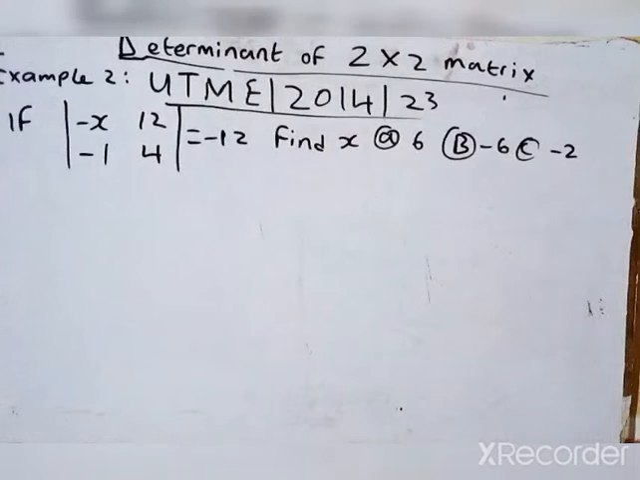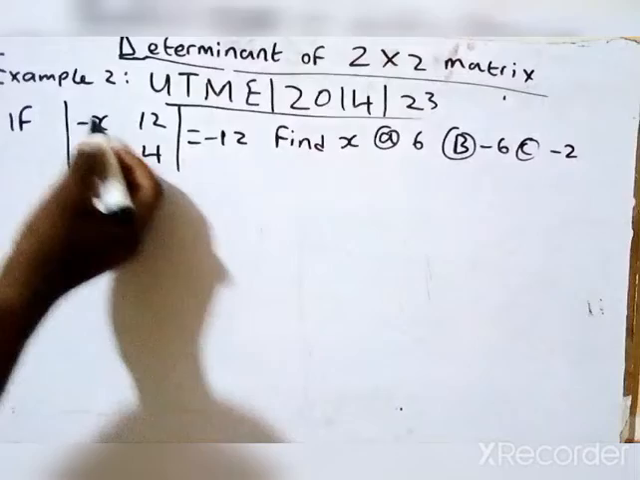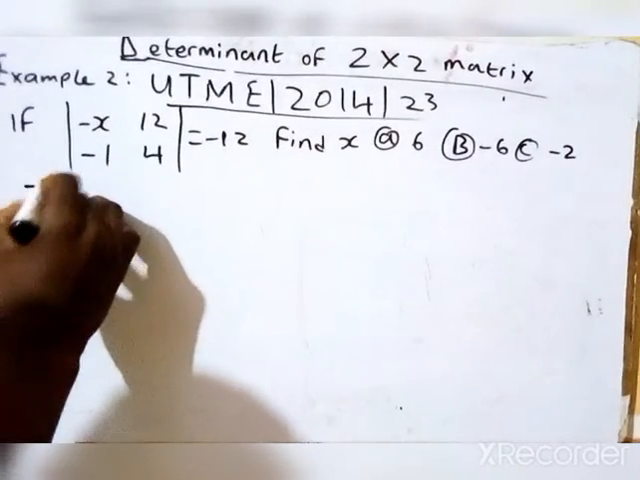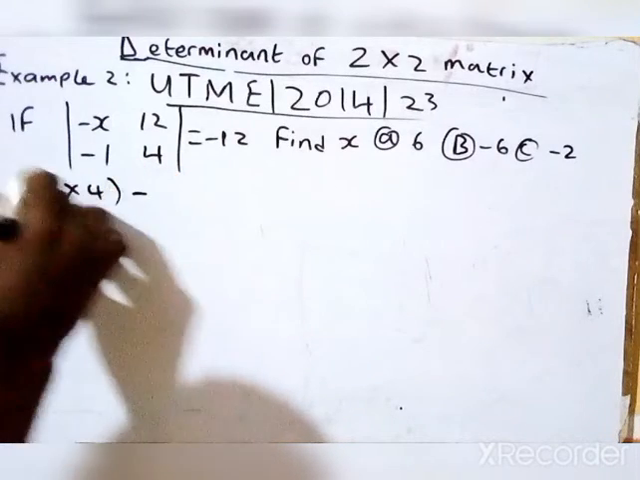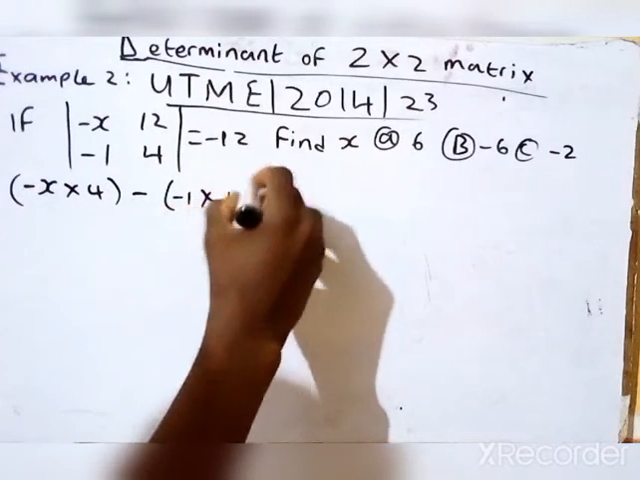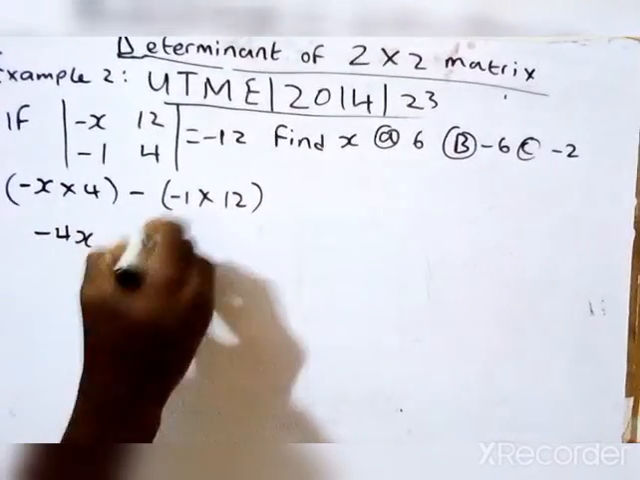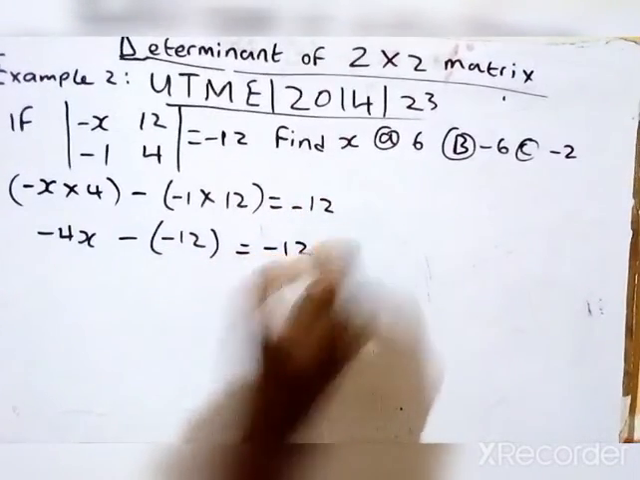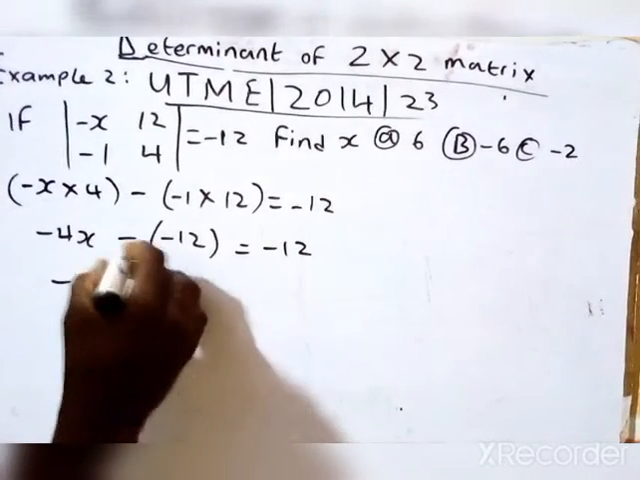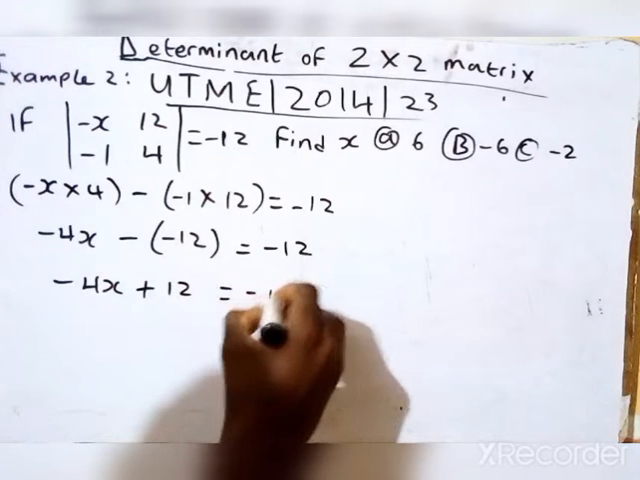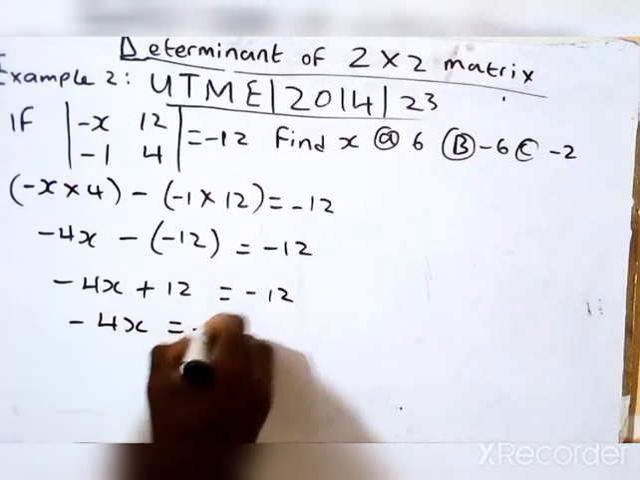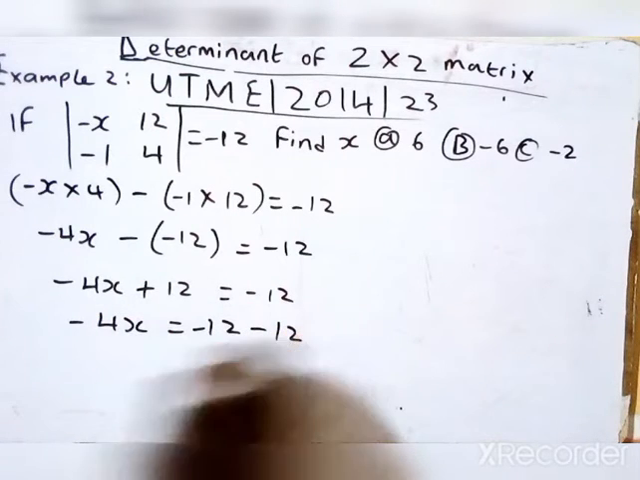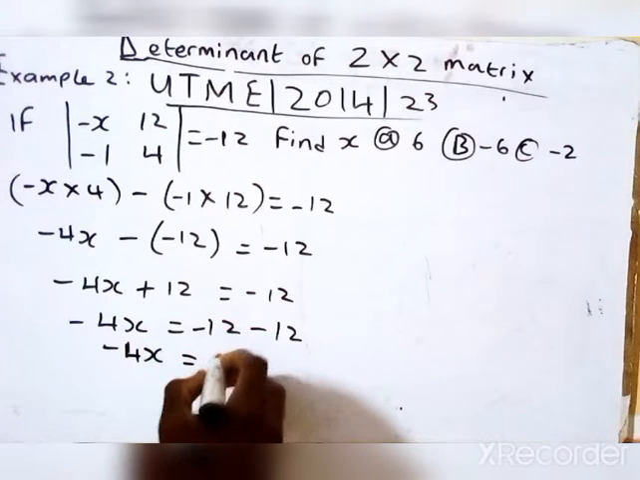Example 2 is a UTME question, a JAMB question, 2014 number 3. How do you find this? This is actually simple. You just multiply this by this. That's what we have, minus x times 4, minus 1 times 12. We have minus 4x minus into bracket minus 12, all equals minus 12. So we now have minus 4x plus 12 equals minus 12. So minus 4x will now be equal to minus 12 minus 12, which gives minus 24.